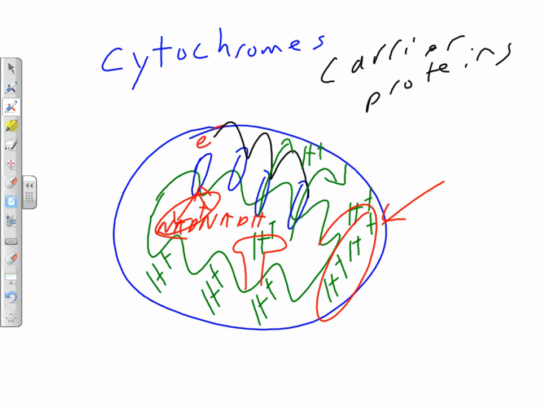There's another protein embedded in this cristae. This protein's got a special name too. It's called ATP synthase. As soon as you see that name, it ought to be pretty obvious what it does. First of all, it's an enzyme, ASE. It's an enzyme that does what? Synthesizes ATP. Here's what happens.